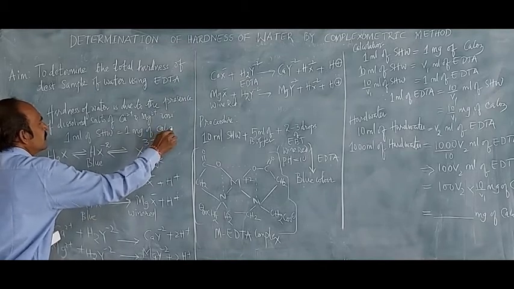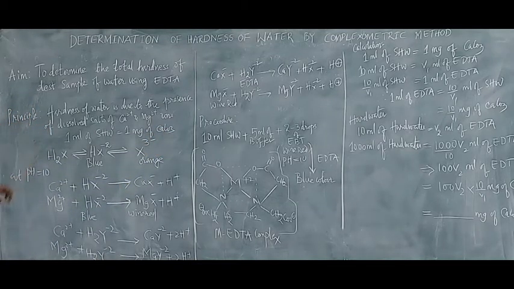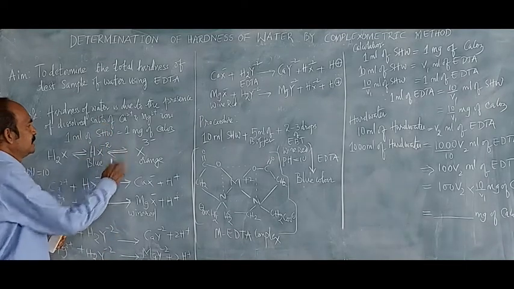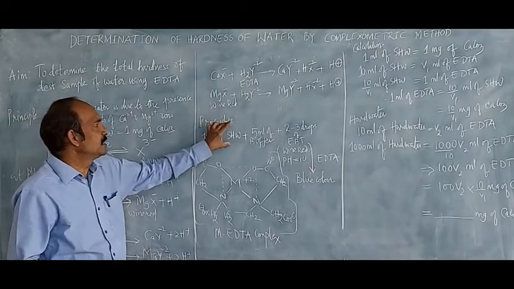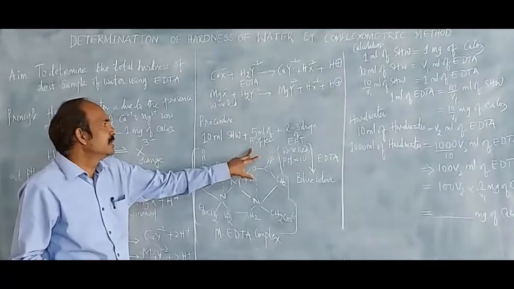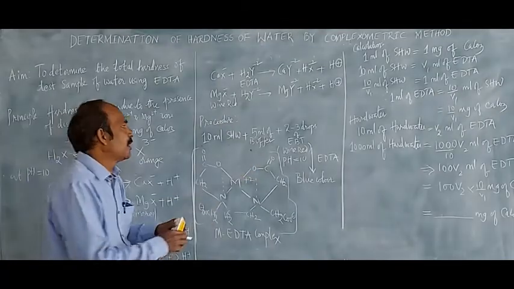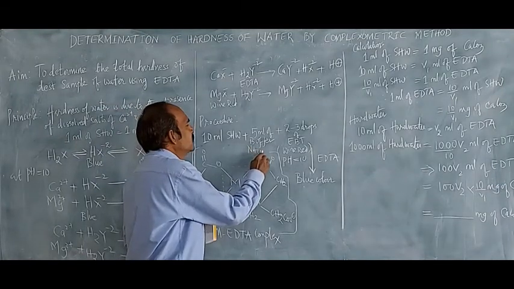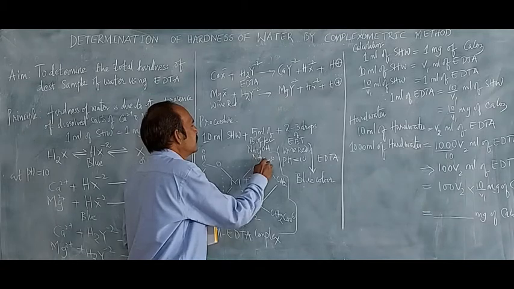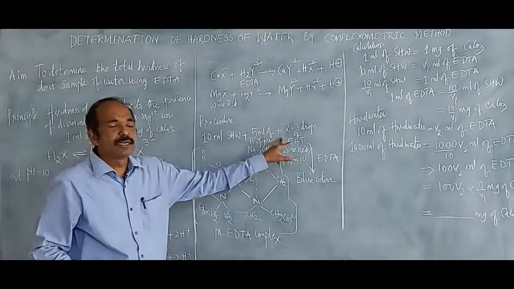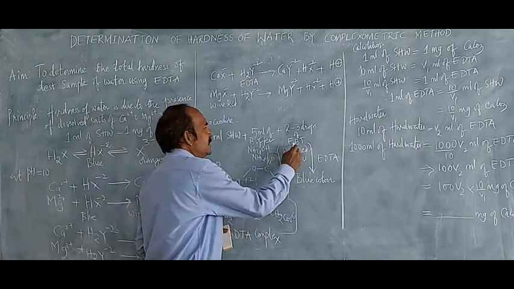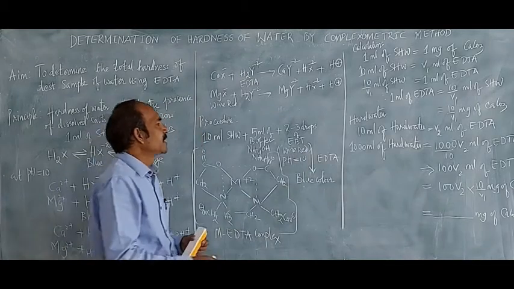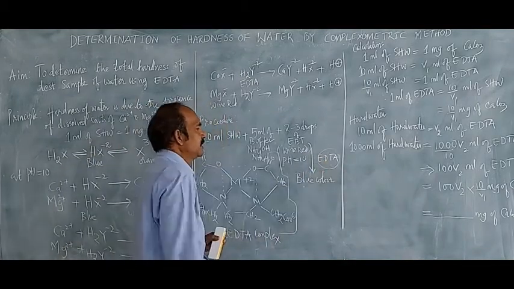The simple procedure is that you take EDTA, ethylene diamine tetraacetic acid, which is a complexing agent. First, we take an ml of standard hard water to which we add 5 ml of buffer. The buffer solution is ammonium chloride plus ammonium hydroxide, so that the pH is maintained at 10. To that, we add 2 or 3 drops of Eriochrome indicator. When we add this indicator, it changes to violet color, and when we titrate against the EDTA present in the burette, it changes to blue color.